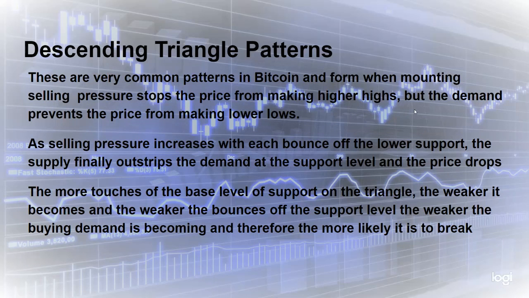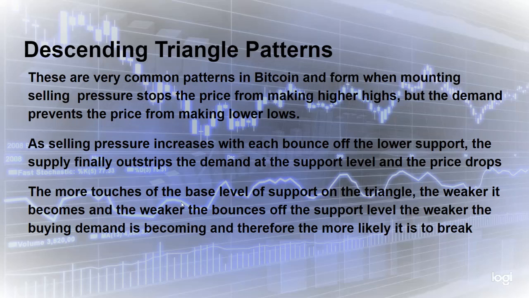Right, so another pattern that is very common in Bitcoin is this one here. This one's called the descending triangle. We also get ascending triangles, but we'll cover descending triangles first. These are very common patterns in Bitcoin, and they form when mounting selling pressure stops the price from making higher highs, but the demand prevents the price from making lower lows. So as the selling pressure increases with each bounce off the lower support, the supply finally outstrips the demand and the support level gives way and the price drops.